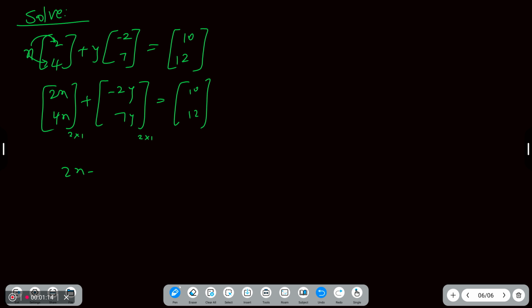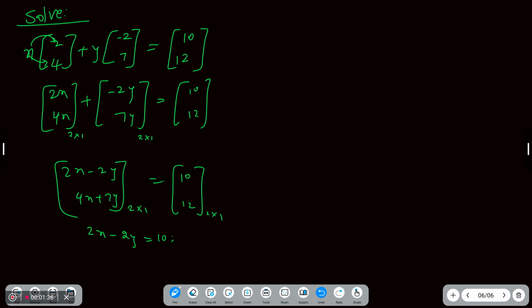So 2x minus 2y and 4x plus 7y, I added. Again 2 rows 1 column, and this also 2 rows 1 column. Matrix equal means what? Corresponding elements are equal. Then 2x minus 2y is equal to 10, and like that 4x plus 7y is equal to 12. So question number 1, question number 2.